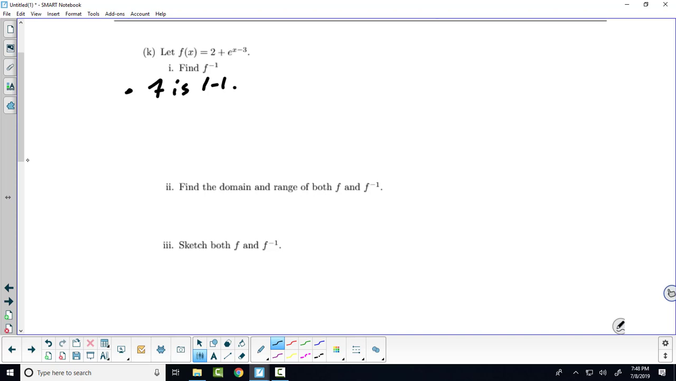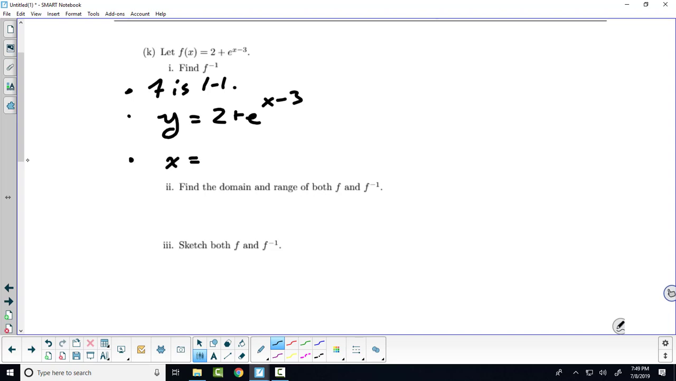All right, so we know that this function's 1 to 1. So now what do we do? Well, this is kind of a gimmicky trick. You don't actually have to do this step. But I say go ahead and replace f of x with y. So we say y is equal to 2 plus e to the x minus 3. What's the next step in finding an inverse? Yeah, we swap the x and y. This is just kind of a little gimmick.